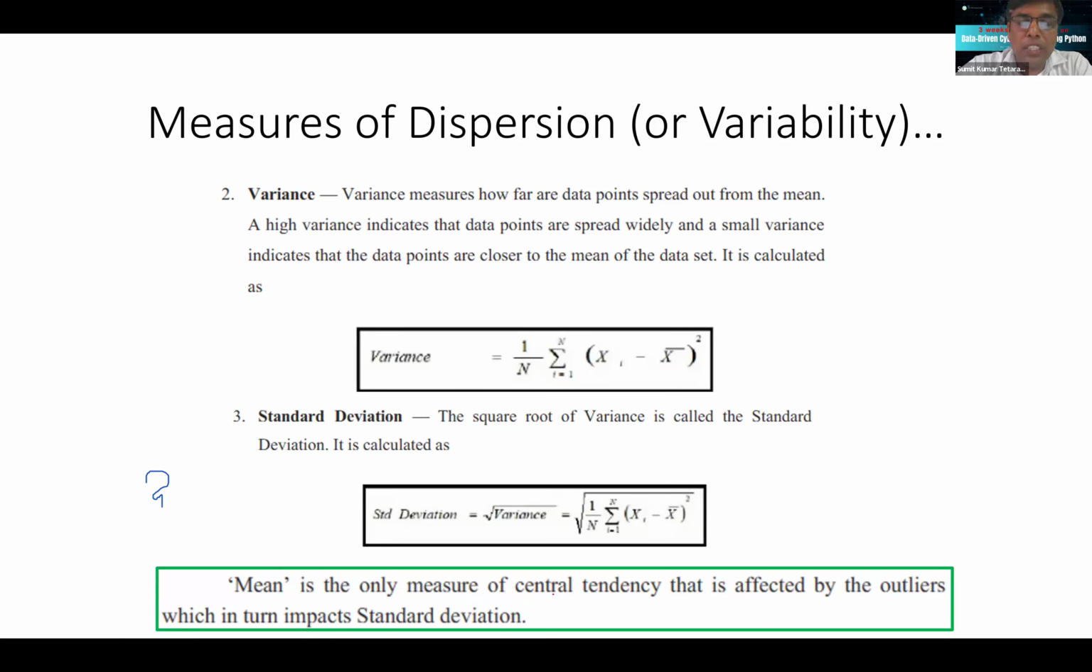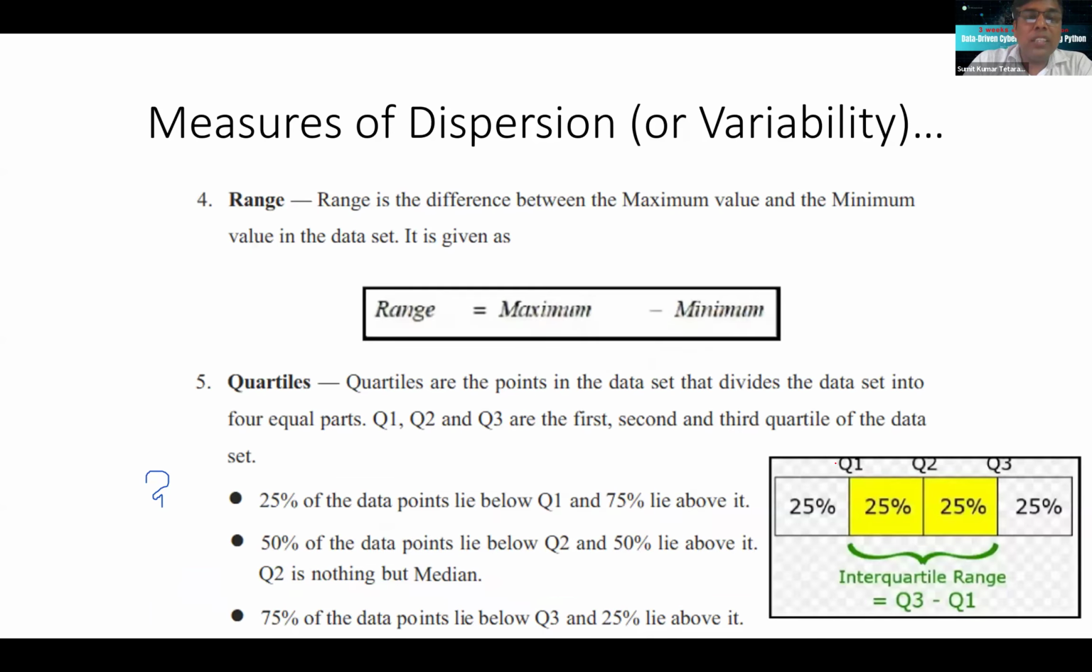And the mean is the only measure of central tendency that is affected by outliers, which in turn impacts the standard deviation. Why does it affect the standard deviation? Because the mean is affected by outliers. Like that, you can find out things to know your column, the data.